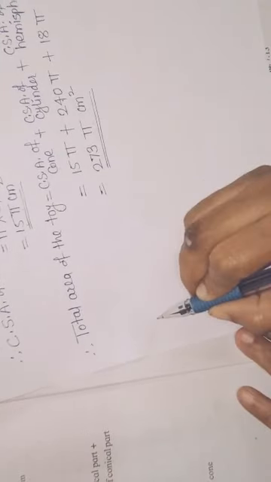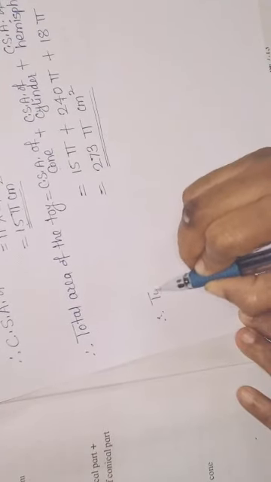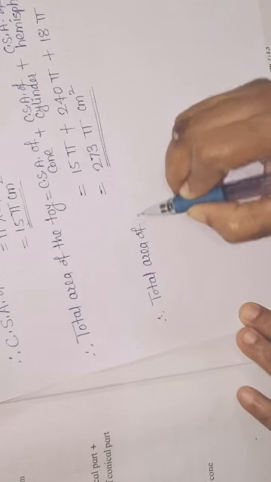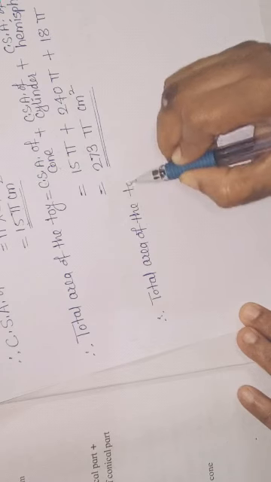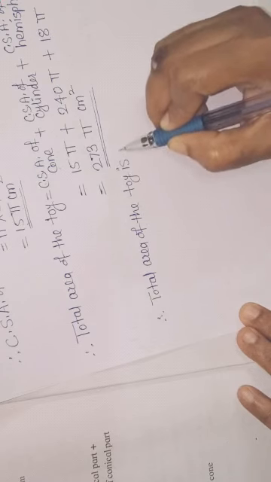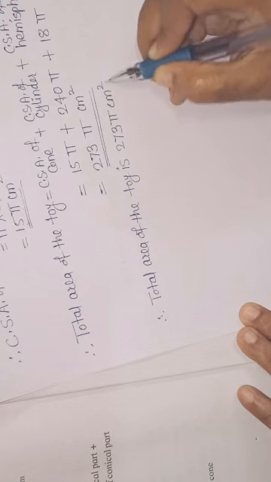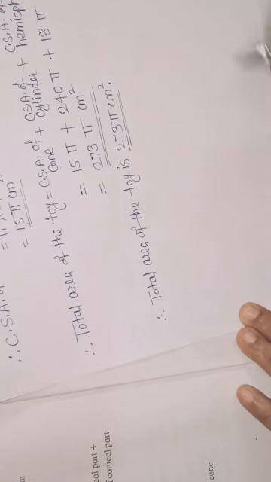Then we will write the answer in the statement. Therefore, total area of the toy is 273 pi centimeter square. This is the answer.